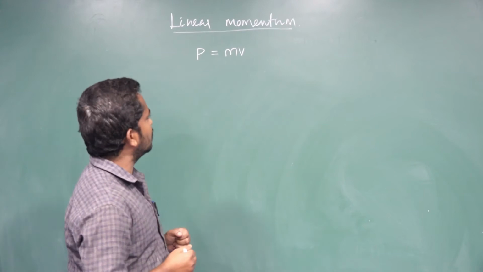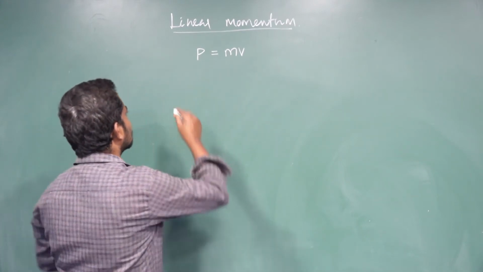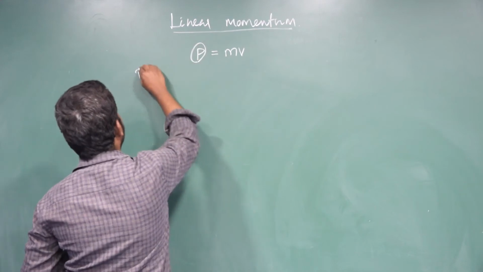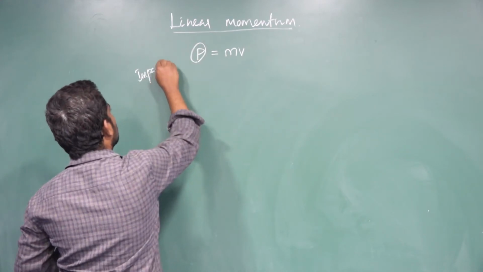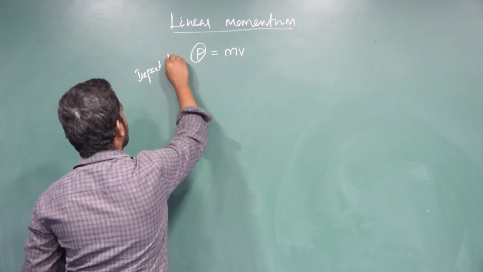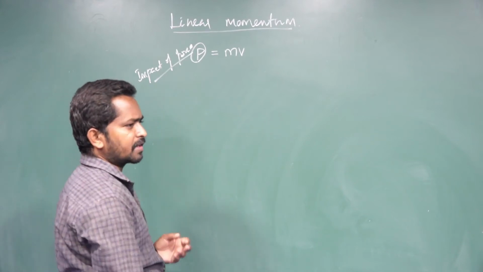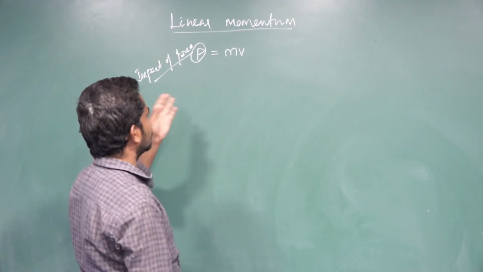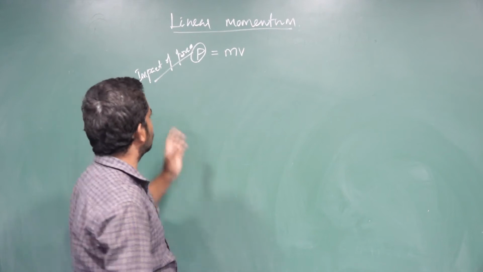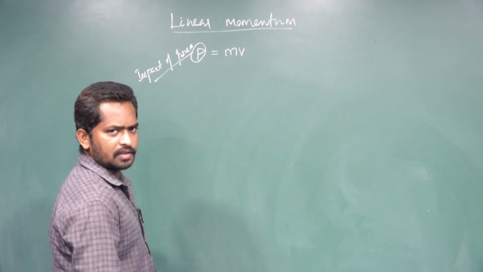Linear momentum mainly depends on mass and velocity. It is also called the impact of force. Impact means some force acts on the object. Suddenly the force acts on the object, and that is an impact. Some impact is created, that's why it is called impact of force. Momentum is equal to mass into velocity.